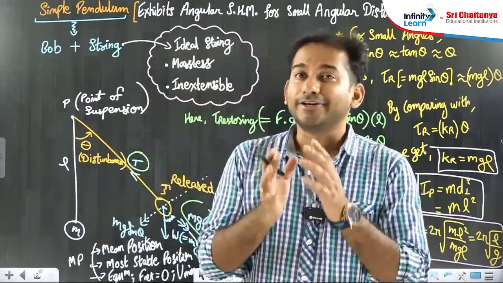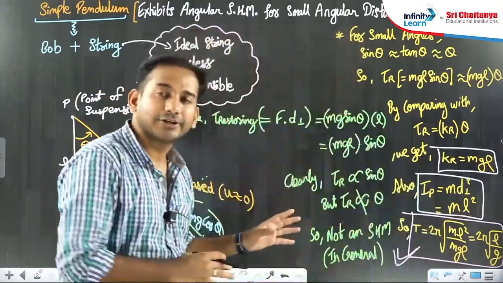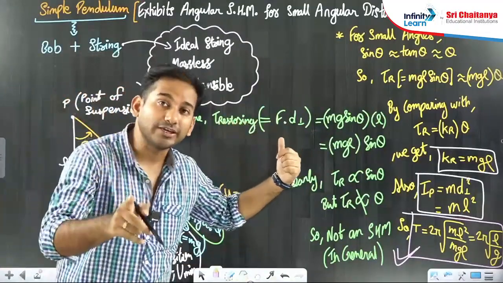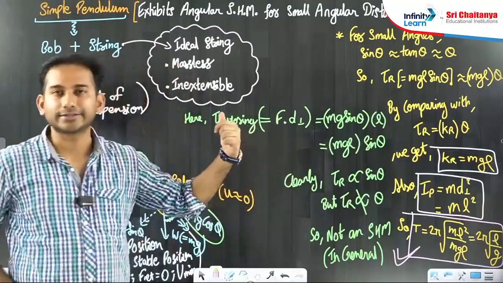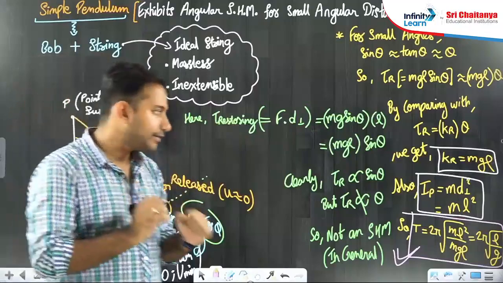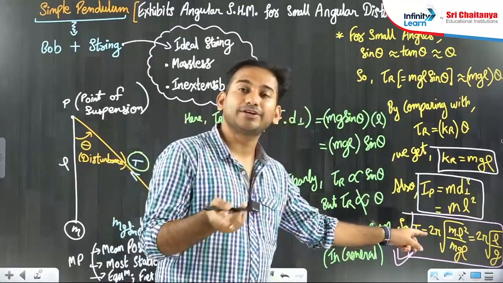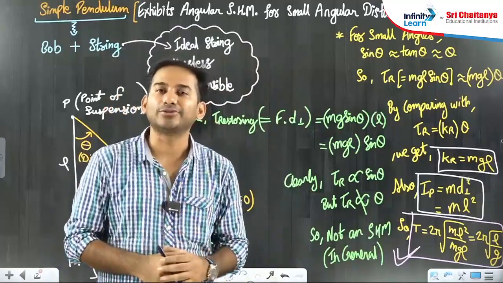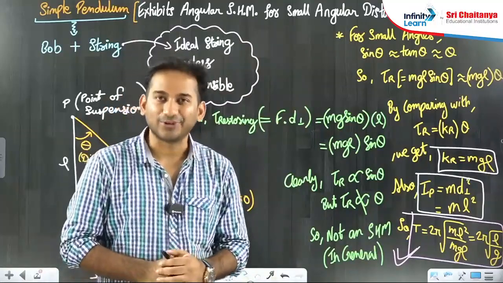But dear, as I have already mentioned several times, this will exhibit simple harmonic motion only for small angular disturbances, which simply means that this time period 2 pi under root L by g will be applicable only for small angular disturbances. Alright.